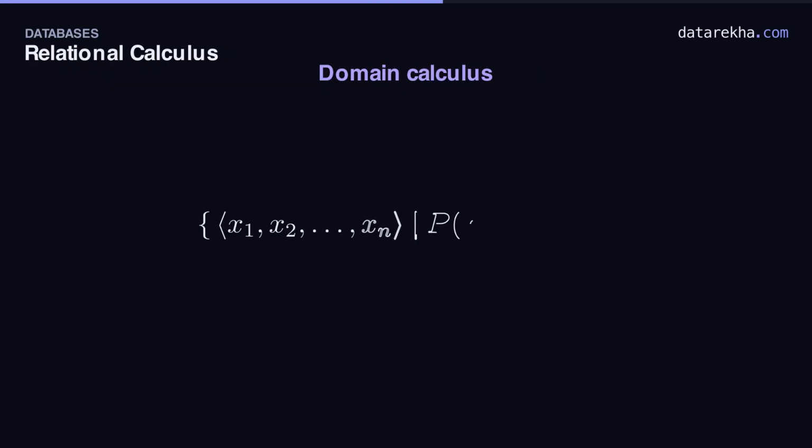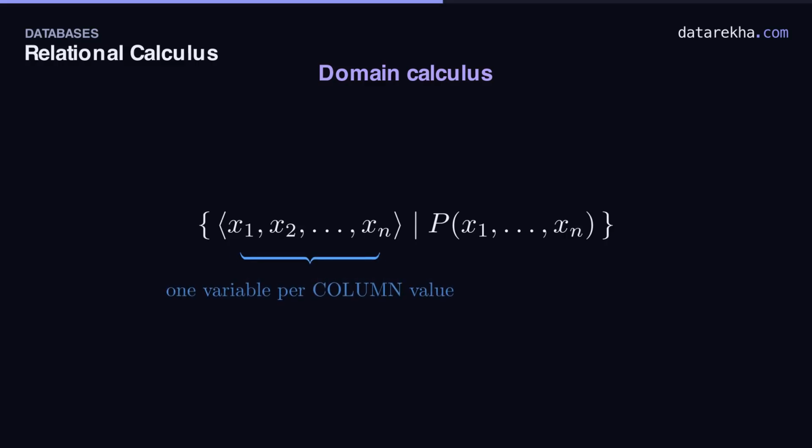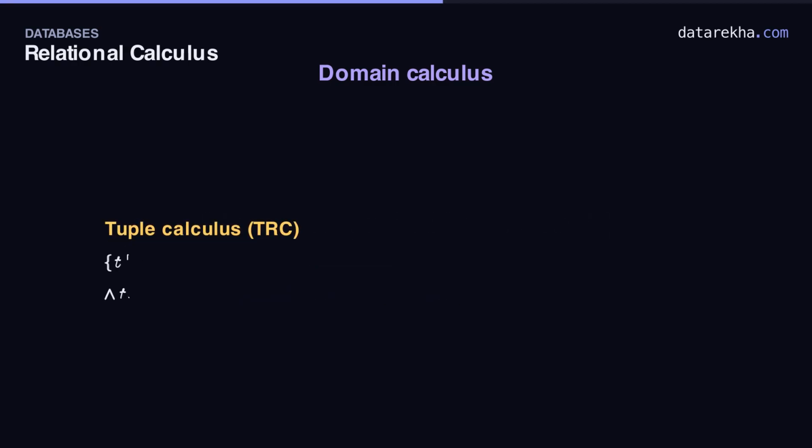Tuple calculus has a close sibling, domain relational calculus. Almost the same idea, but the variables range over something different. Instead of standing for a whole row, each variable stands for a single domain value, one column's worth. Put the two side by side on the very same query, students older than 20. On the left, tuple calculus, t is one row, and we write t.age.